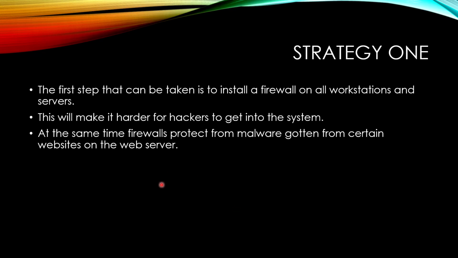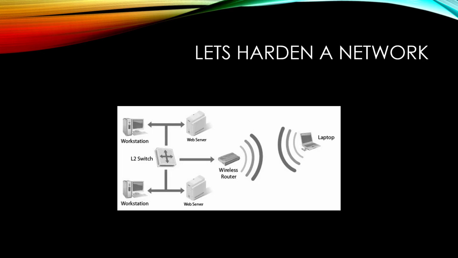Now, what do firewalls do? Well, they make it harder for hackers to get into the system. And at the same time, it protects from malware gotten from certain websites on the web server. So, for a demonstration, let's say we're looking at a certain website which is connected to the web server. That web server from that website gets a virus. The firewall immediately finds the virus and implements a protection. It quarantines it, and it'll notify either the admin or the user of the workstation. Usually it will quarantine it and send it to IT, which will tell them which workstation it's on, what site, the whole nine yards, and what type of virus it is.